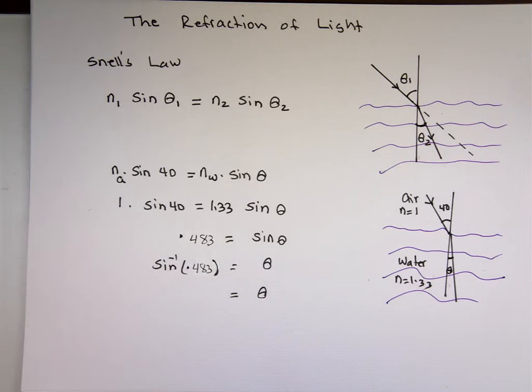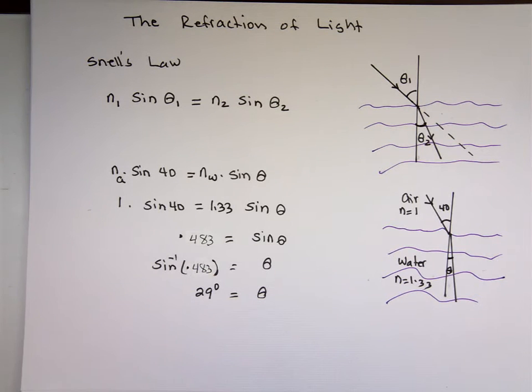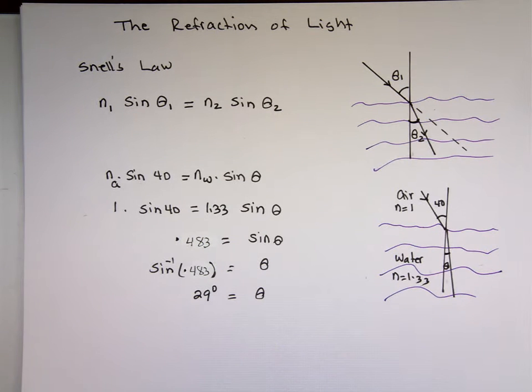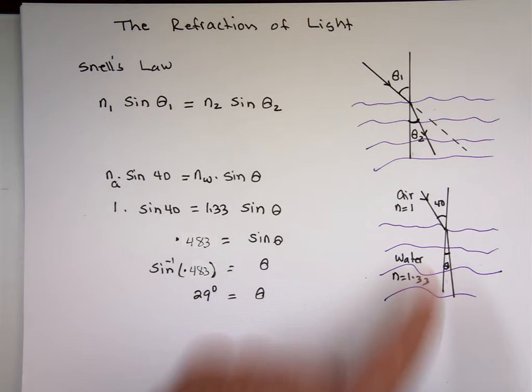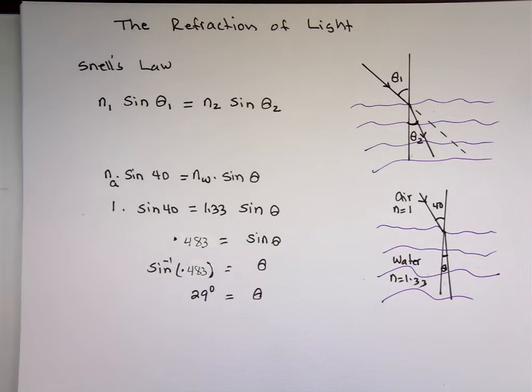What is the inverse sine of 0.483? It's 29 degrees. So it's 29 degrees. Notice the angle. When you go from a smaller value of n to a larger value of n, it will shrink.